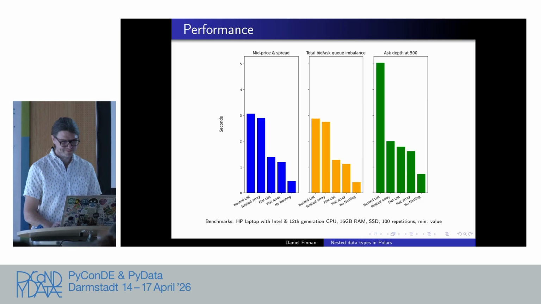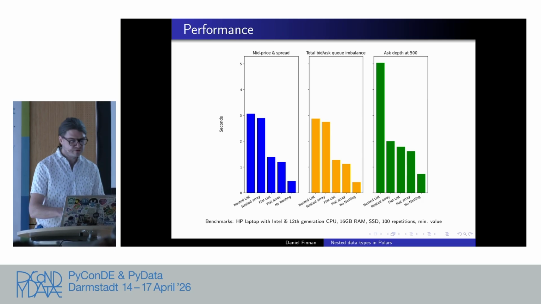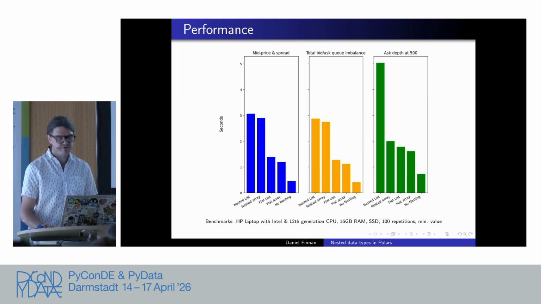Not quite. So this is run just on this laptop, 100 repetitions, taking the minimum value of those repetitions. No nesting does indeed win. It's about 2 times better. Nested list, nested array, much worse. What's curious is on the most sophisticated query, which is not a crazy calculation really, we've got considerably bad performance on the nested list.